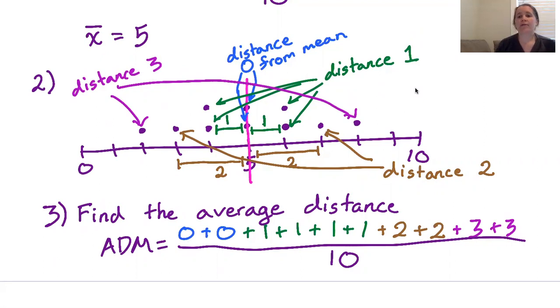So I add up all those and then divide by our 10 values, or the fact that we had 10 of these. If we put this all together, that's 4 plus 4 plus 6. So that's looking at 14.